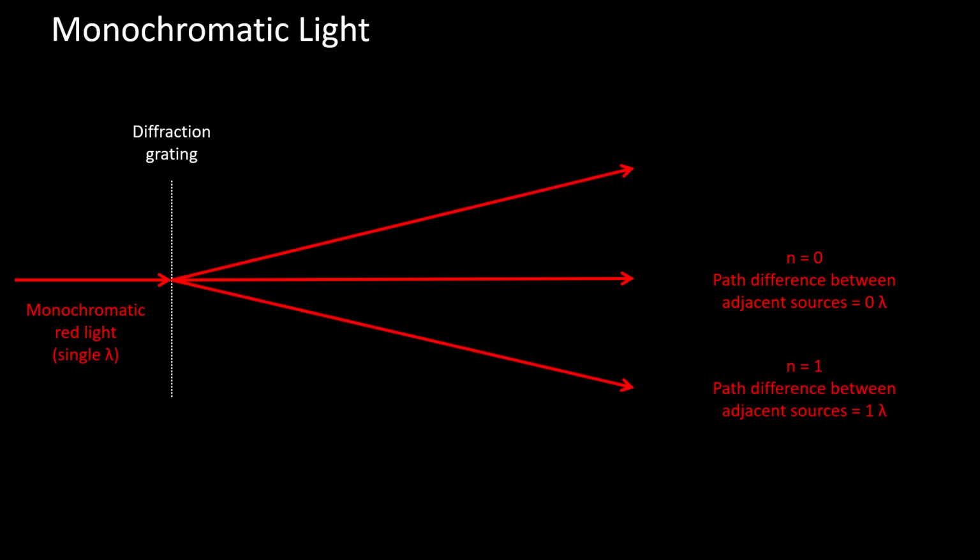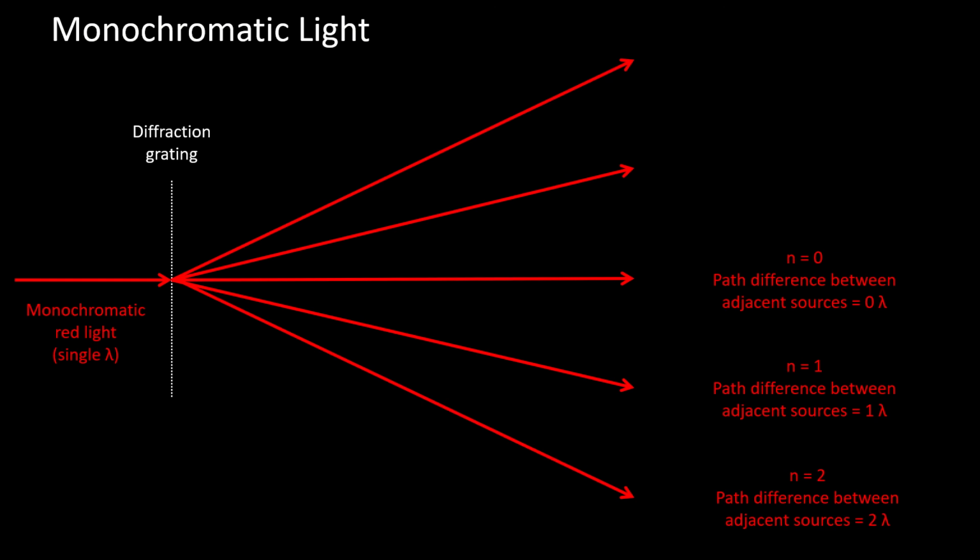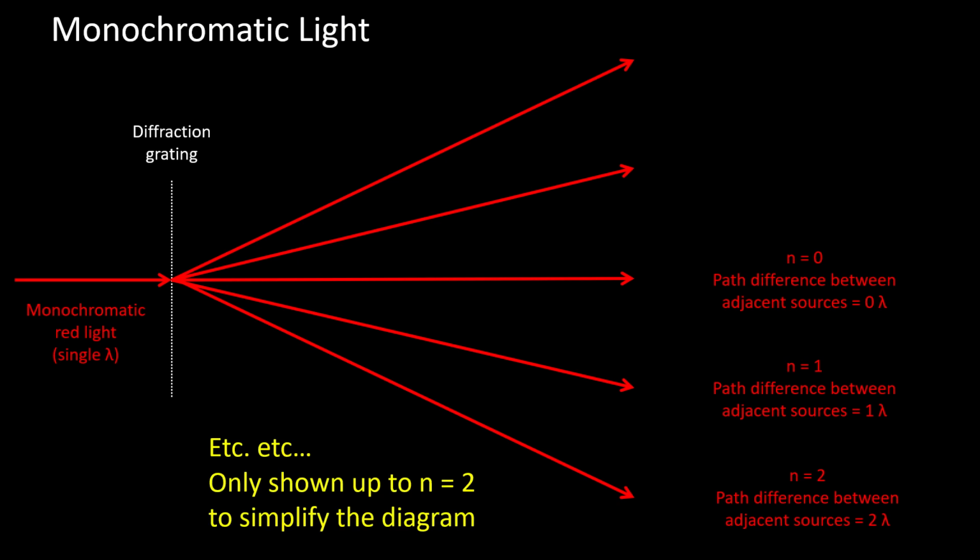Now you're also going to get off to the sides a path difference of 1 wavelength between adjacent sources. So the light from each source has traveled 1 additional wavelength. So they still arrive at that point in phase and constructively interfere. And you're going to get n equals 2, where it would have traveled 2 extra wavelengths. So you've got a path difference of 2 wavelengths, and you're going to get constructive interference there. And that carries on. I'm only going up to n equals 2 in these diagrams just to make it simpler, but it carries on.